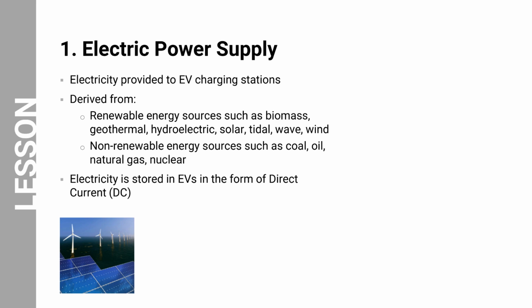The electric power supply refers to the system that delivers electrical energy to various devices, including charging stations for EVs. The electricity used to charge EVs can be produced from renewable energy sources such as biomass, geothermal, hydroelectric, solar, tidal, wave, and wind, as well as non-renewable sources such as coal, oil, natural gas, and nuclear. To charge EVs, the alternating current from the power supply needs to be converted to direct current. This conversion can happen either outside the EV or within. By utilizing renewable energy sources in the electric power supply, we can further enhance the sustainability of charging EVs.